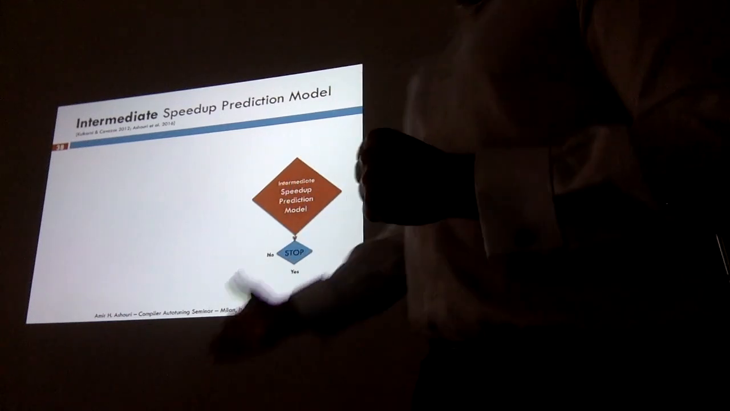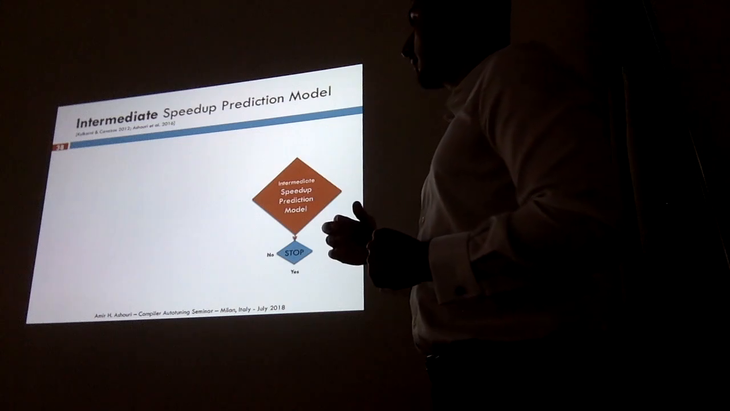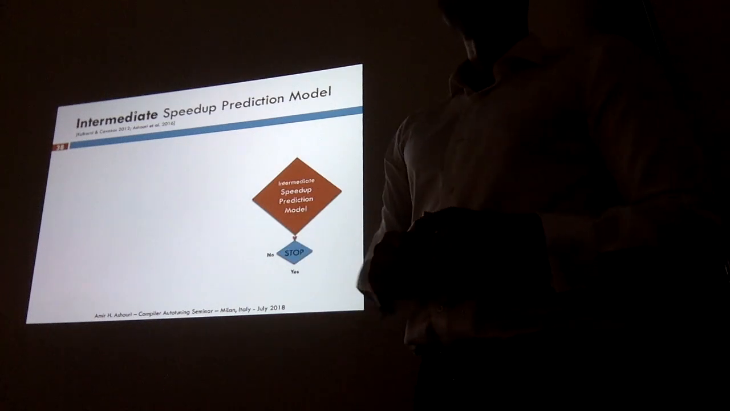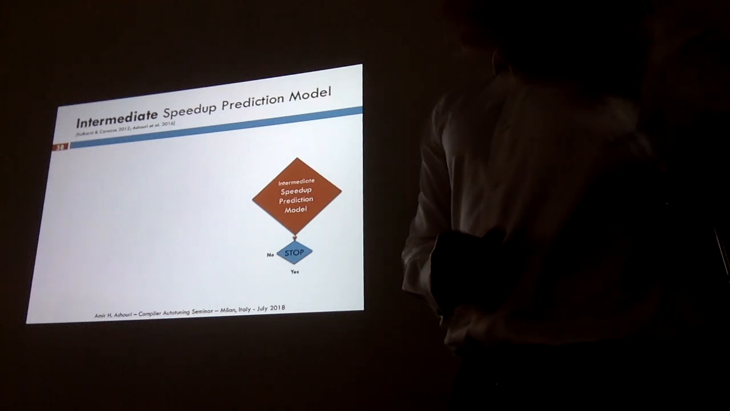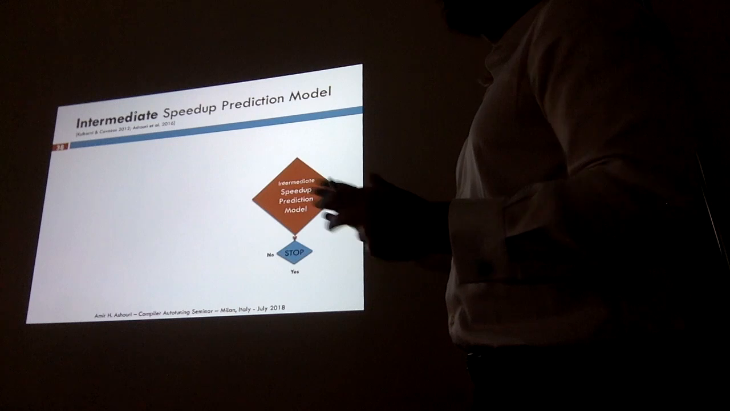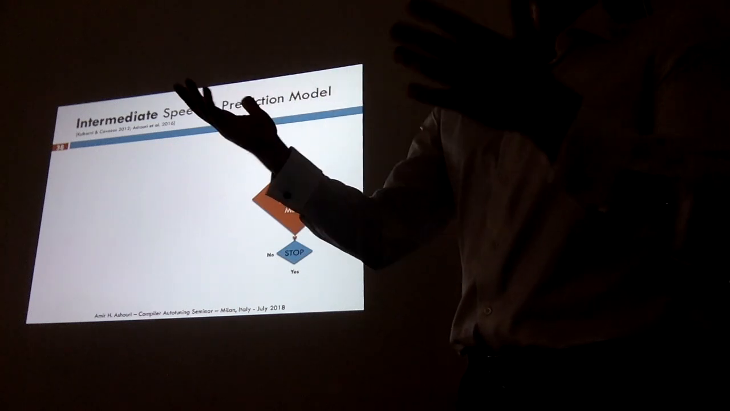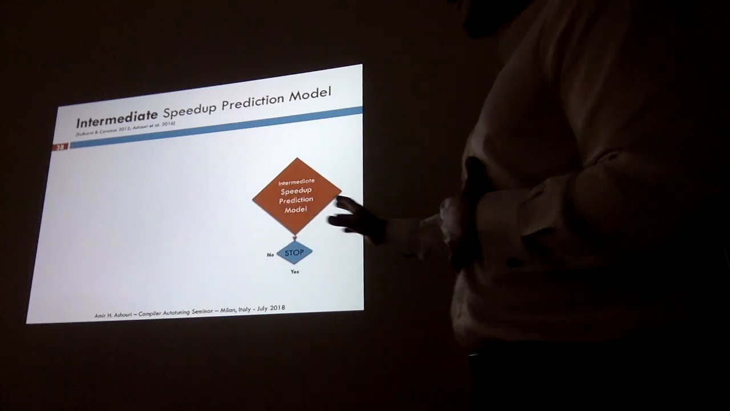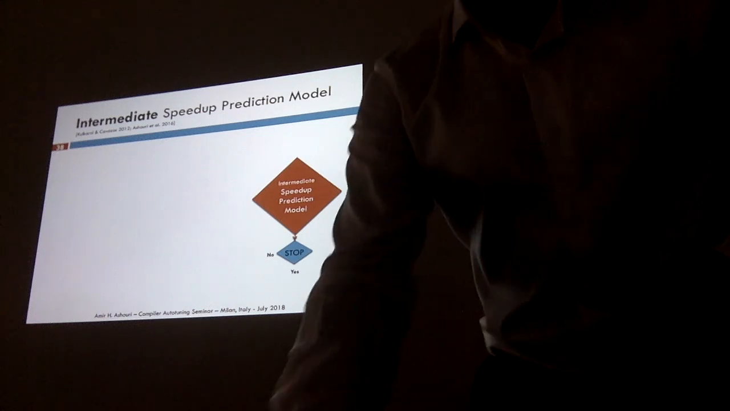All right, so this is a sample. Suppose this is your intermediate speed up prediction model, and you have a stop condition. The stop condition could be reaching certain speed up points like 1.5 or 2, or certain iterations. So you are interested in optimizing your code up to 10 iterations. So this could be the stop condition. Unless you hit the stop condition, it's going to carry on predicting new optimizations for you.